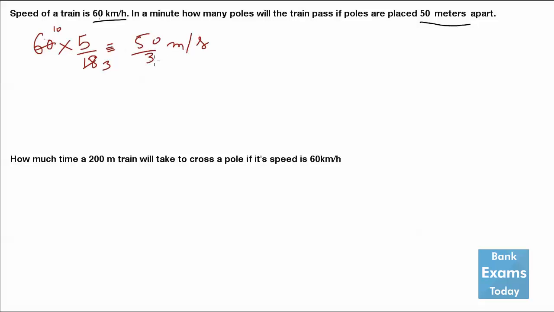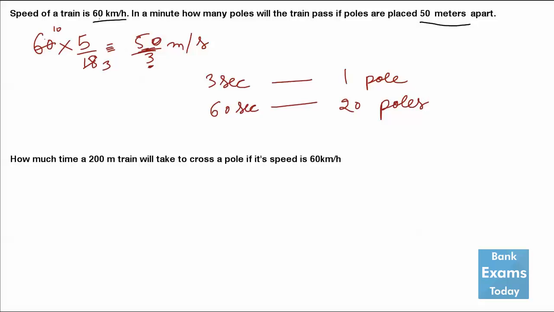So that means in 3 seconds the train covers one pole. The distance between poles is 50 meters and it covers 50 meters per 3 seconds. In 3 seconds it covers one pole. In 60 seconds it covers 20 poles. That's really simple. So 20 poles is our answer. So let's do another question.